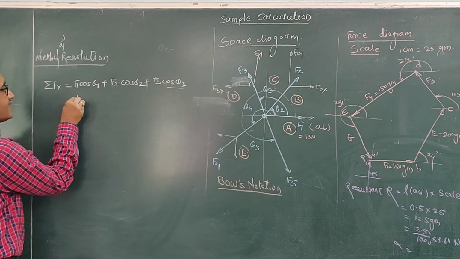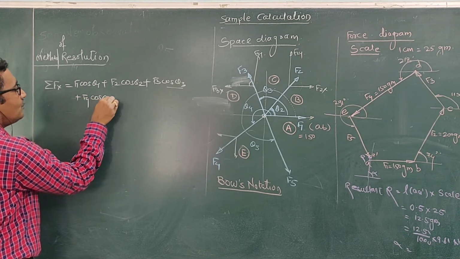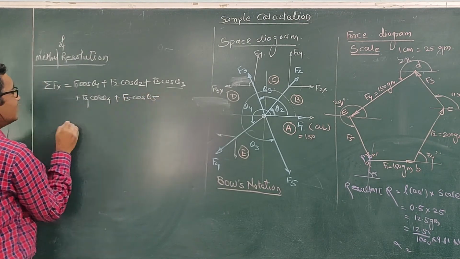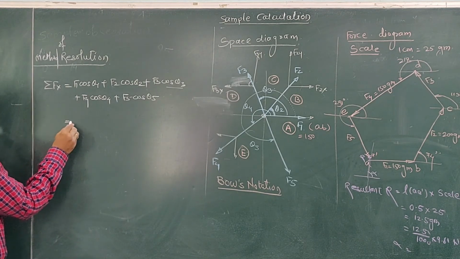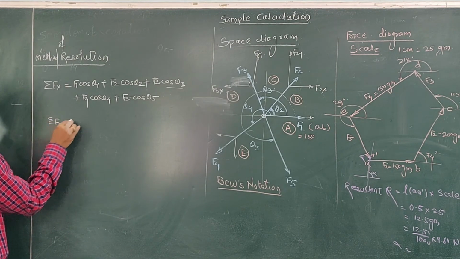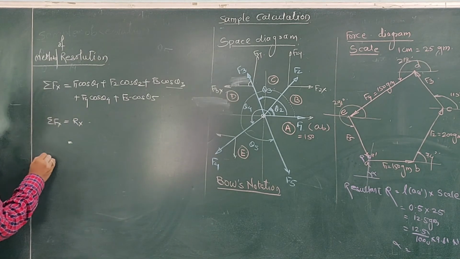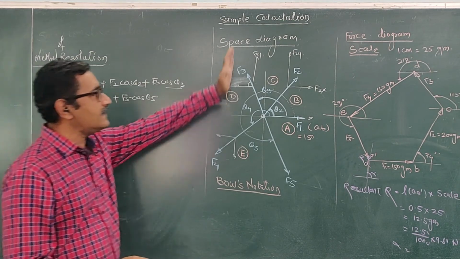Okay, here plus f4 cos theta 4 plus f5 cos theta 5. Here you just have to substitute the value and get the answer. Here we will get the summation of fx. The summation of fx represents the x component of the resultant. Similarly, calculate the summation of all y components of the forces.